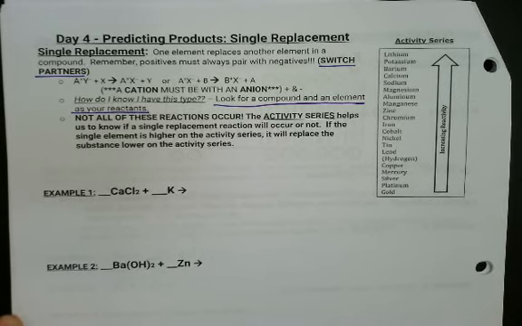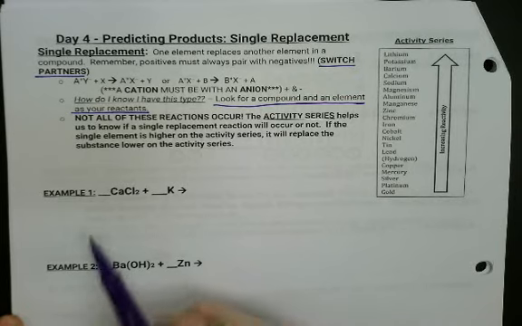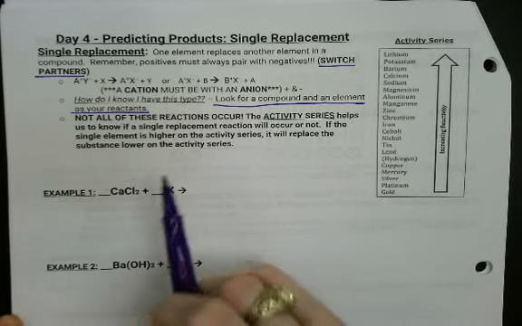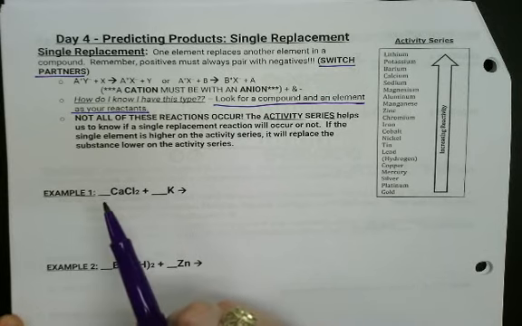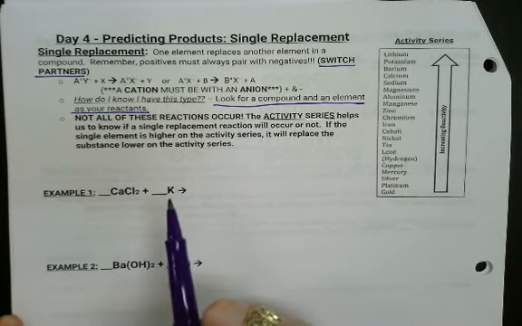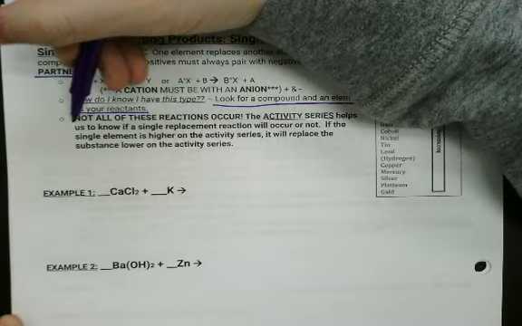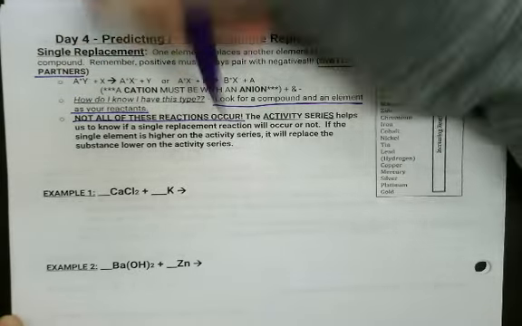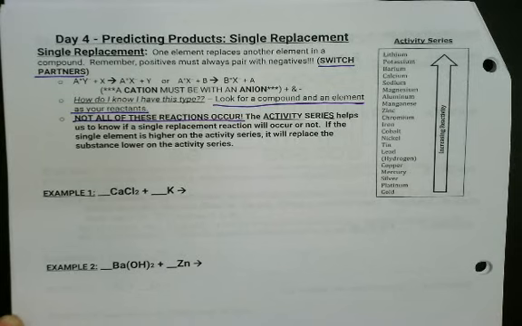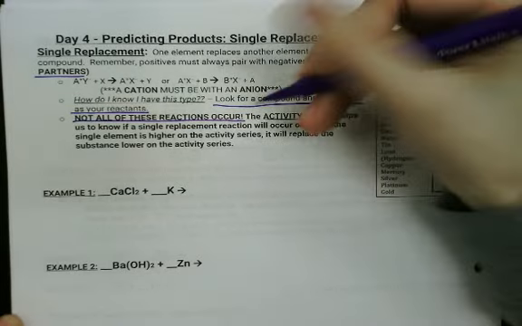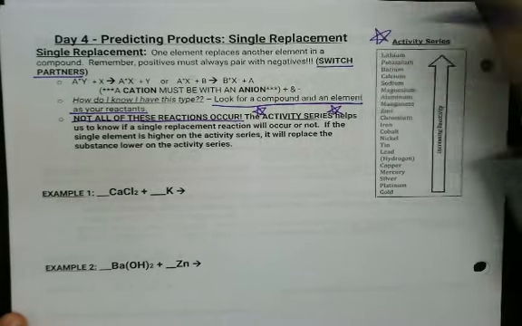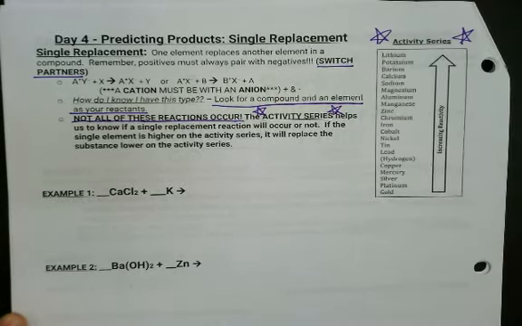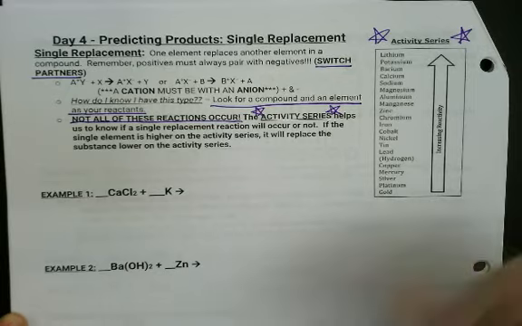The last thing I want to note before we start our examples down here is that when you identify your compound and your element in your reactants, not all of the reactions you are given are going to actually occur. We are going to use this thing called the activity series to help us figure out if the reaction will actually occur.